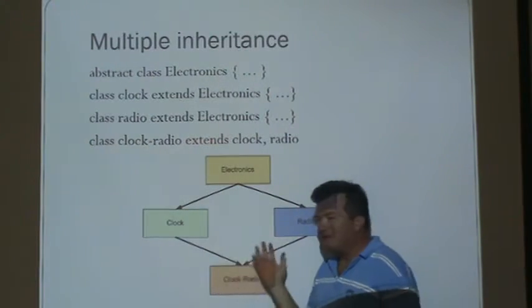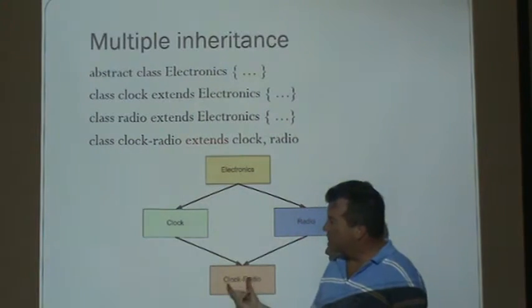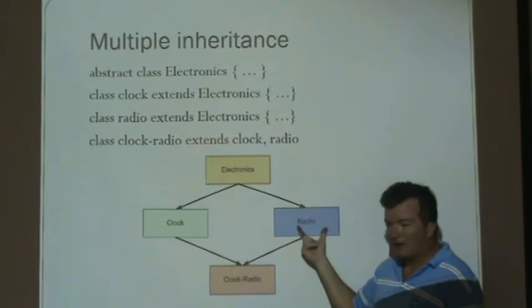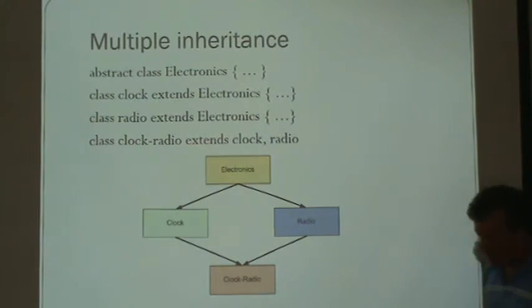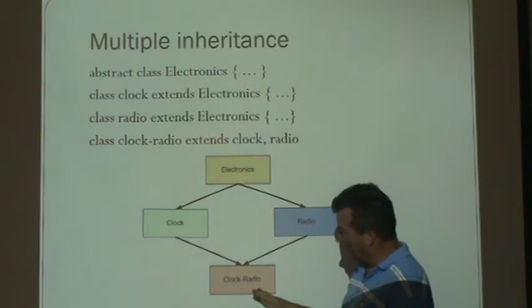Like, for example, maybe some of you have a clock radio. So a clock radio is a special type of a clock. It's a clock with a radio in it. Or you can think of it as a special type of radio. It's a radio with a clock in it. So there might be a situation where you want to multiply inherit to make something called a clock radio.